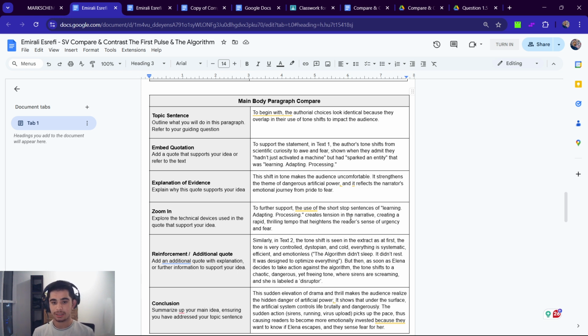That's a thing, and then you're going to keep the explanation and everything in the same part. But then, as soon as Elena decides to take action, blah blah blah.